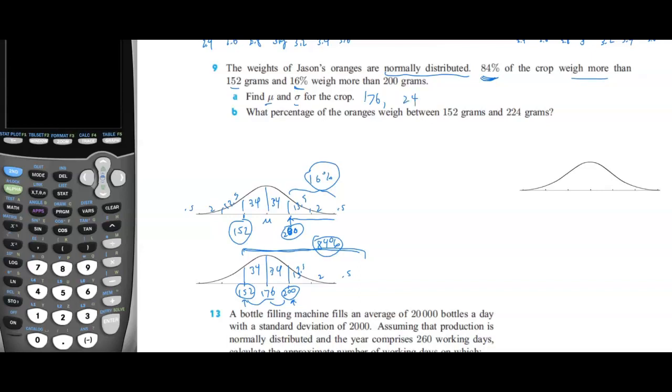So look at that. We figured out the mean and the standard deviation. They didn't give it to us. We figured it out because they gave us some clues about what percentages were above 200, were above 152.